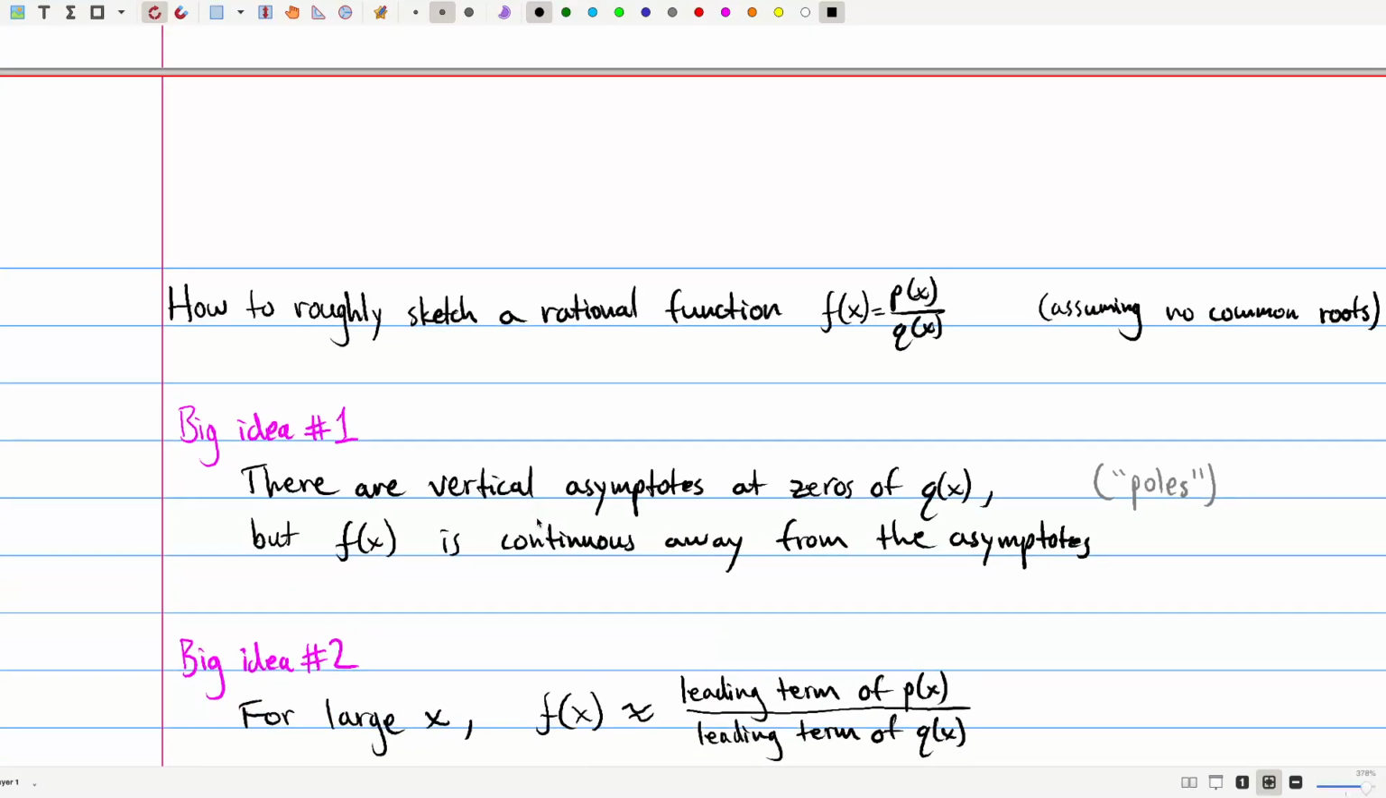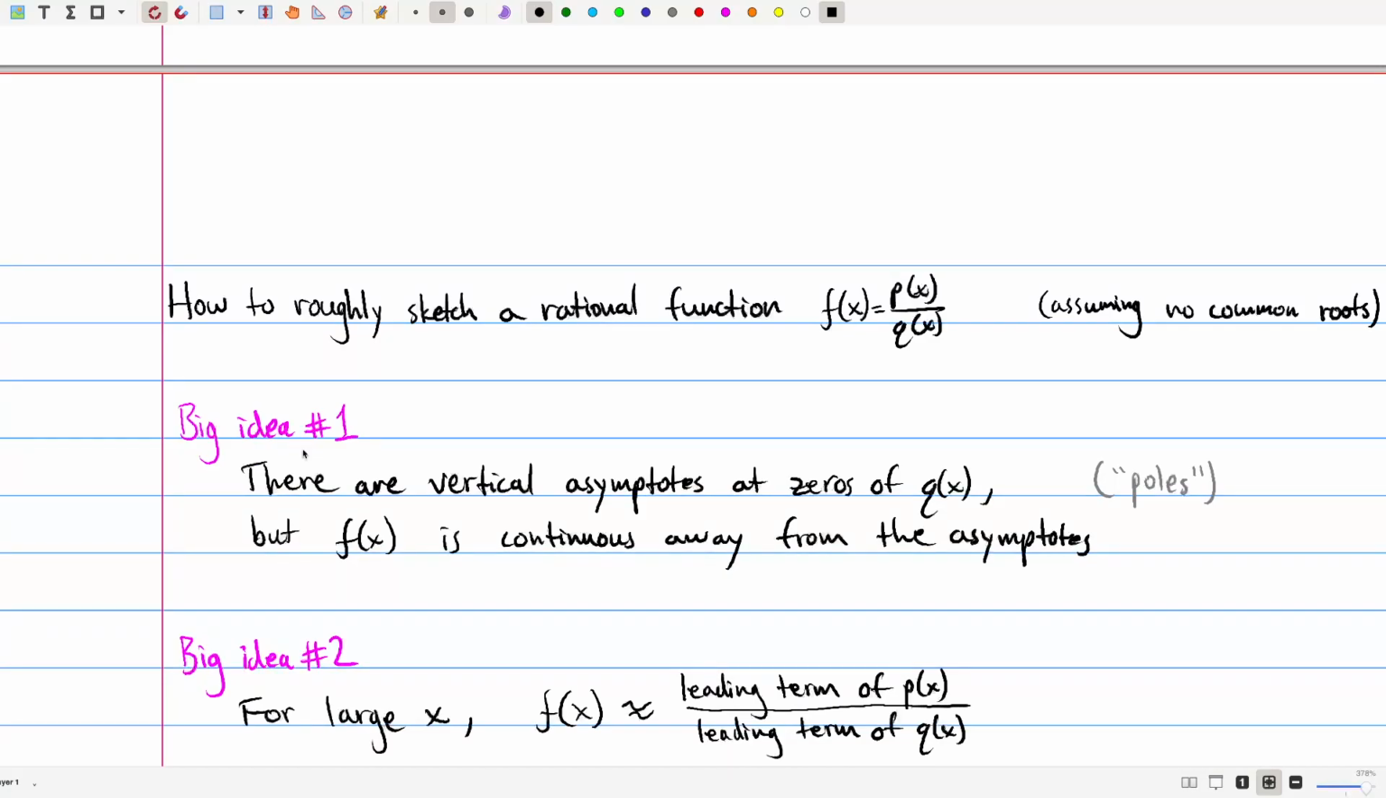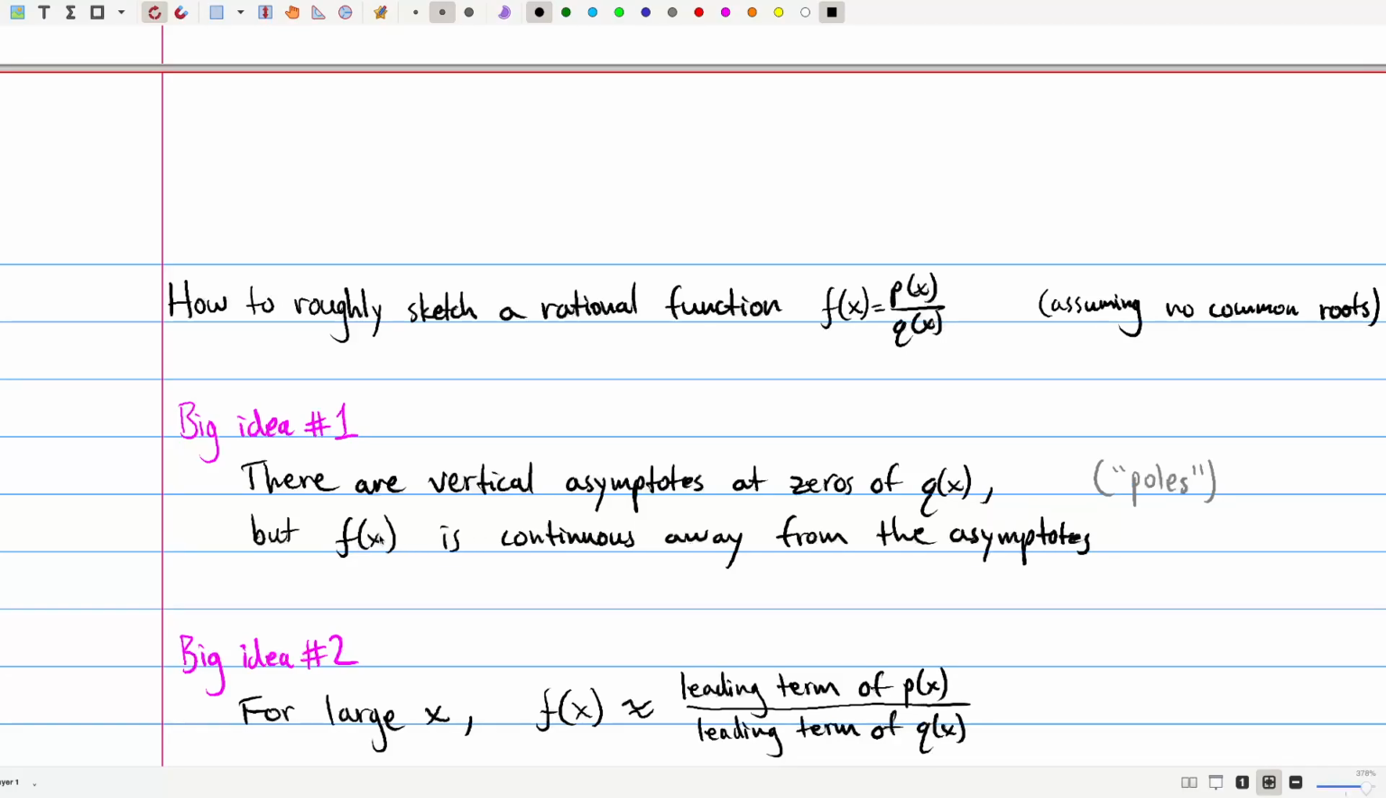So now that we've gone over some of those basic graphs that we should know, here are, just like in the previous video about rough sketches of polynomial functions, 3 big ideas for how to roughly sketch a rational function, f of x equals p of x over q of x, where we assume there are no common roots because that simplifies the explanation. Big idea number 1: before, for polynomials, it was that polynomial functions are continuous. The difference now is that it's not continuous, because the function is not defined whenever q is 0. However, there are vertical asymptotes at the zeros of the denominator. These are known as poles, and f of x is continuous away from these vertical asymptotes.